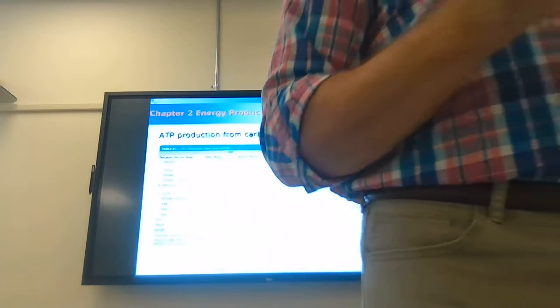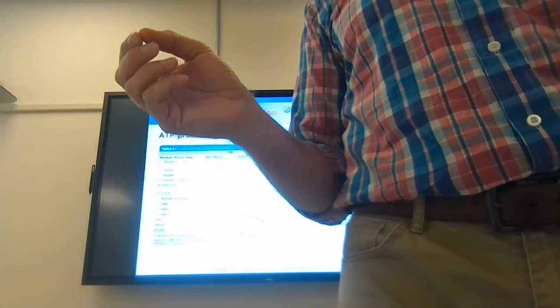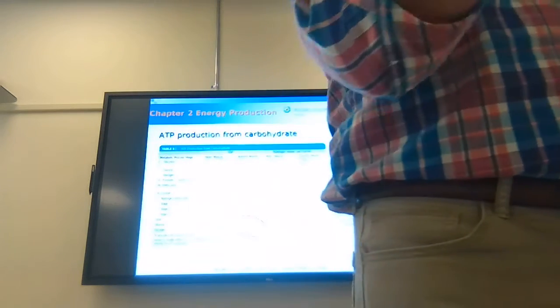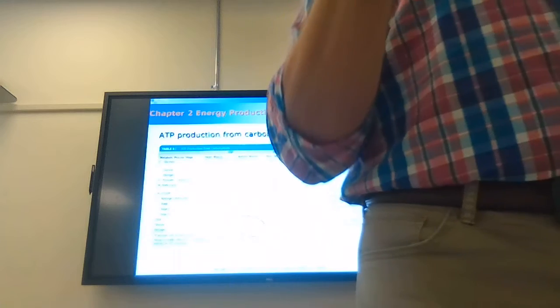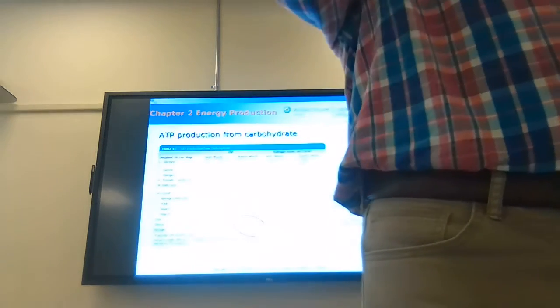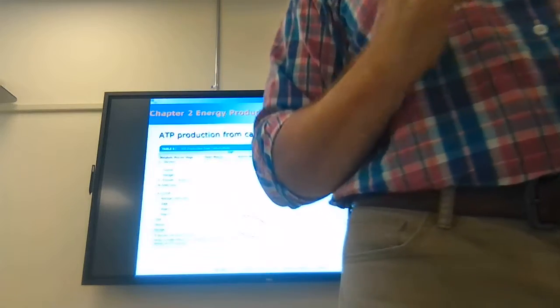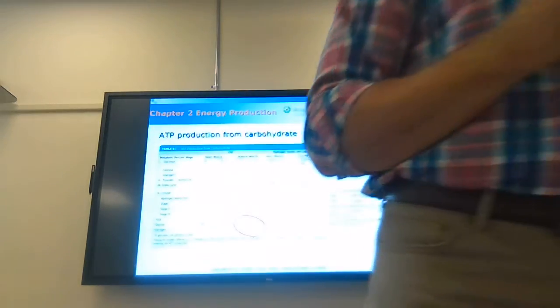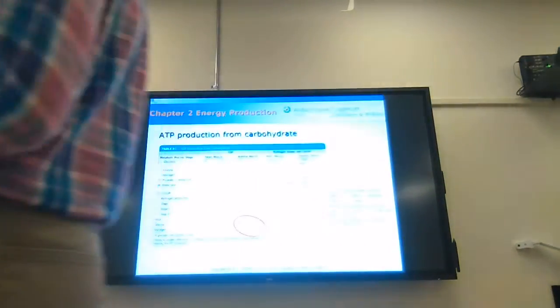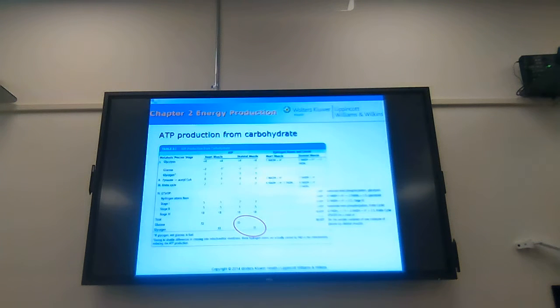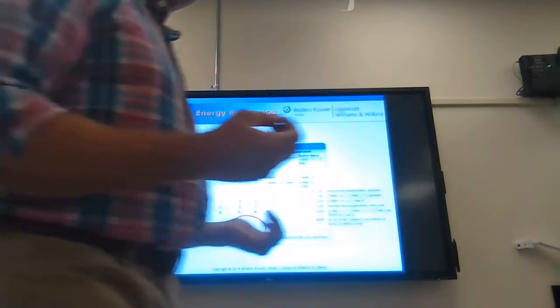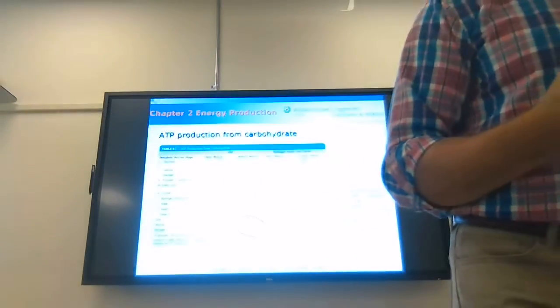One less. So the net total is 3. Okay, so again, glycolysis, you can start with glucose from the blood, or you can start with glucose from intramuscular glycogen. So if we start with glucose from the blood, how many ATP are we investing to start the process?